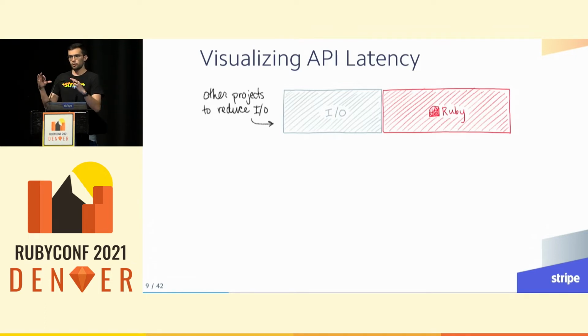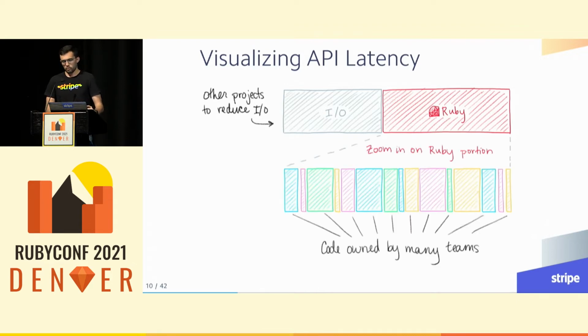But then there's a substantial portion of the request that is just blocked on Ruby code. So contrary to what people will tell you with simple CRUD apps, at Stripe at least it's not all blocked on I/O. We do actually want to make the Ruby code faster in order to speed up the API.